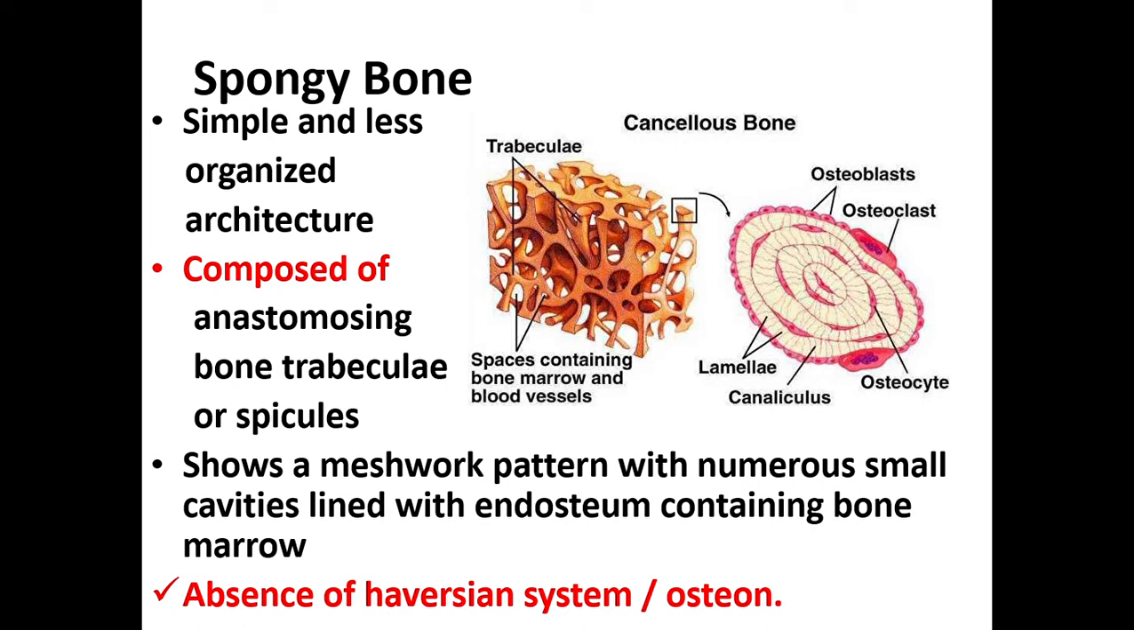The spongy bone has a simple and less organized architecture. What we can see here is just a network of anastomosing bone trabeculae or spicules. This network arrangement of the soft bone contains cavities with endosteum containing bone marrow. Take note, in the spongy bone, there is an absence of Haversian system. Another term for Haversian system is the osteon.